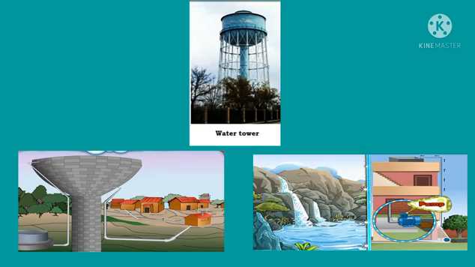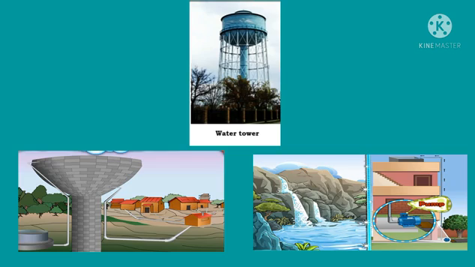Students, you must have seen a water tower, right? See in this picture, it is shown over here. We all know that water flows downwards. But if we want to lift water upwards, we have to use some force. Machines used for lifting water are called pumps. Pumps run on diesel or electricity.